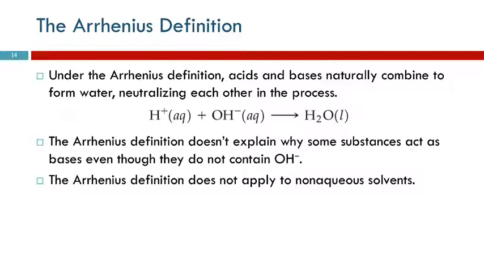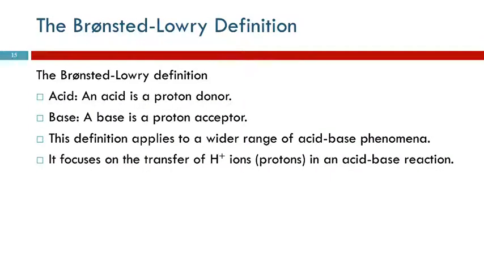And the Arrhenius definition also does not apply to non-aqueous solvents. We're not going to talk about those, but that is an important part of chemistry, and the Arrhenius definition doesn't work there. So we have to look at another definition. Two scientists came up with this, Brønsted and Lowry, and so it's called the Brønsted-Lowry definition. This defines acids and bases in terms of protons being accepted or donated. So an acid is a proton donor, a base is a proton acceptor. A proton is a hydrogen ion.